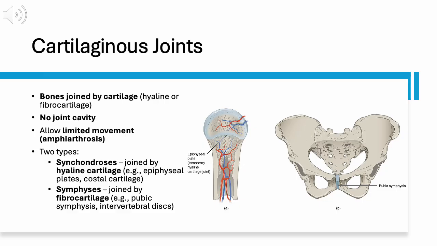Symphyses, where bones are joined by fibrocartilage, a tougher, more fibrous cartilage that can resist tension and compression. Examples include the intervertebral discs and the pubic symphysis, both of which allow some movement while maintaining structural integrity. These joints are adapted for strength with flexibility, making them ideal for regions of the body where shock absorption and stability are both necessary.